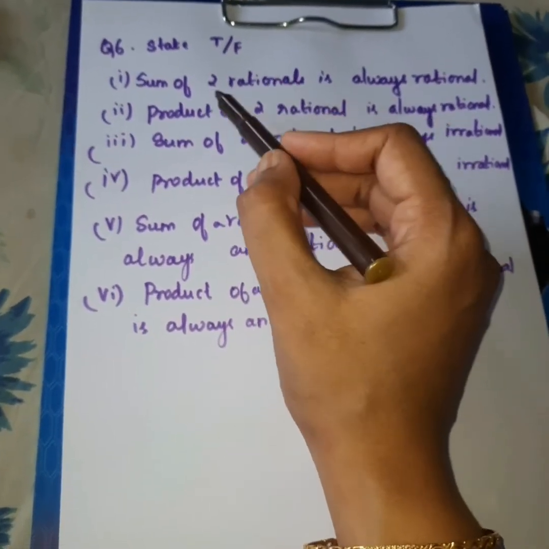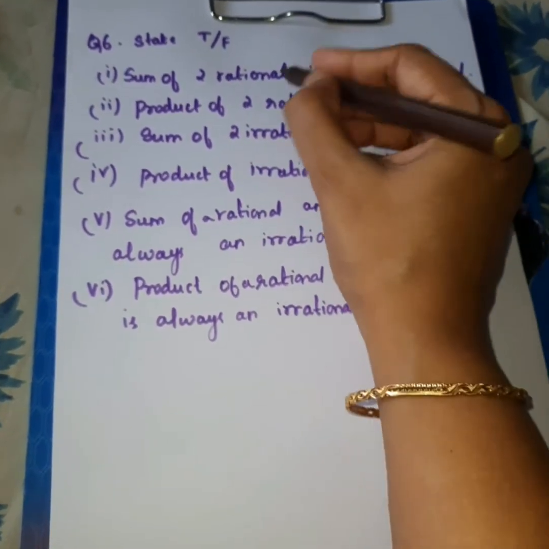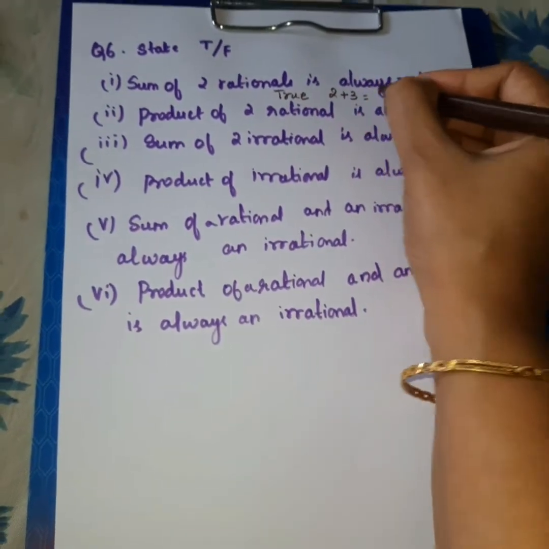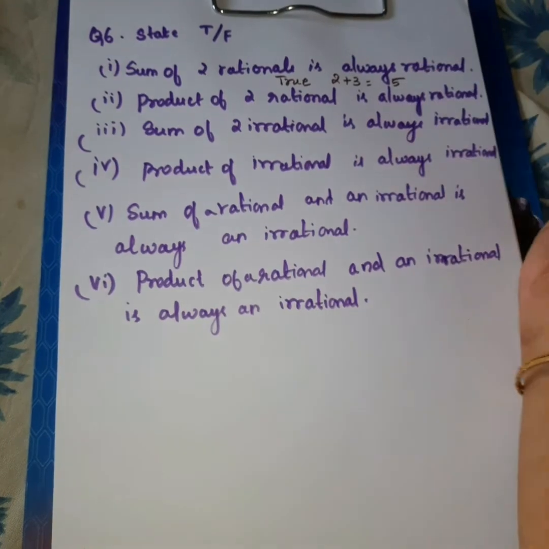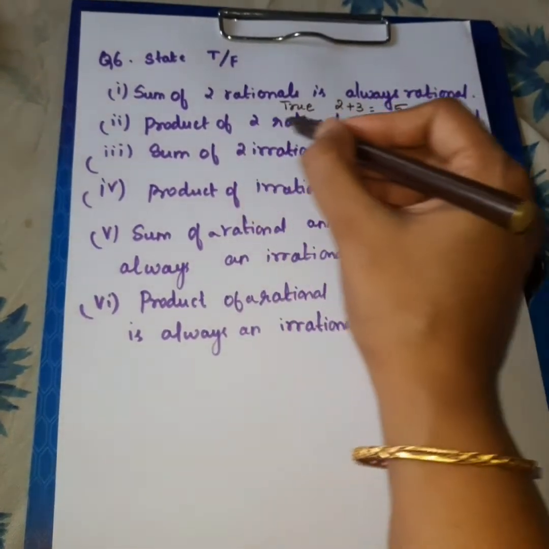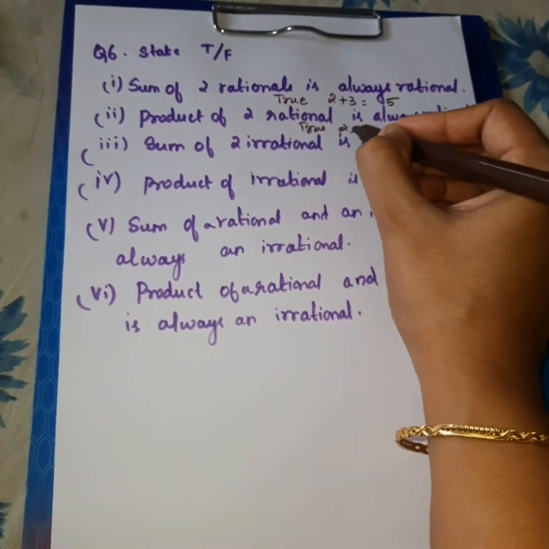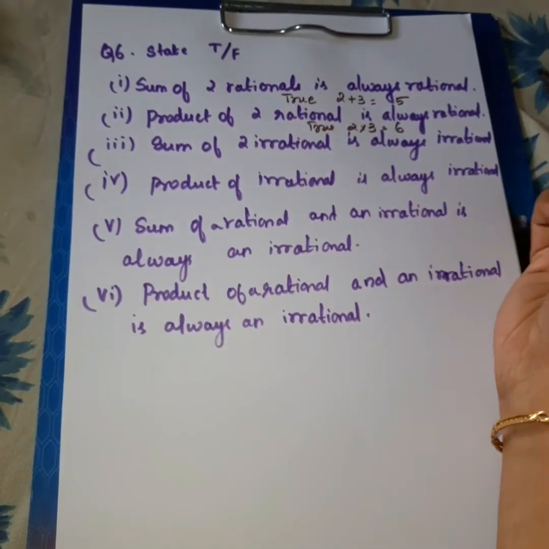Question 6, state whether true or false. Sum of two rational numbers is always rational. Yes, it is true. Let's assume 2 plus 3 is 5. 2 and 3 are the two rational numbers. Product of two rational numbers is always rational. Yes, true. So 2 into 3 is 6.